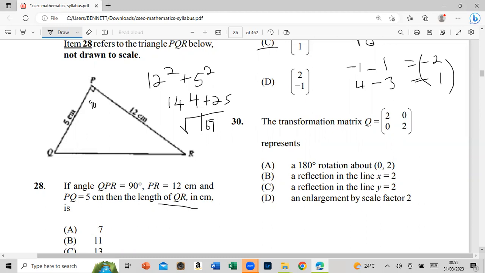And the final one, the transformation matrix (2 0; 1 0) represents: is it a rotation about the origin, a reflection in the line x equal to, a reflection in the line y equal to, or is it an enlargement of scale factor 2?